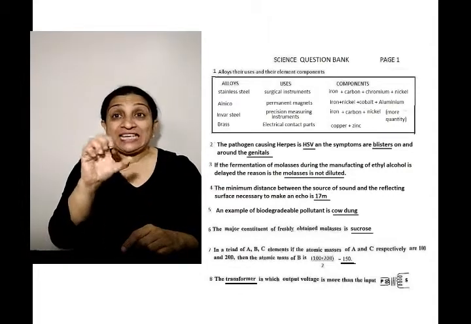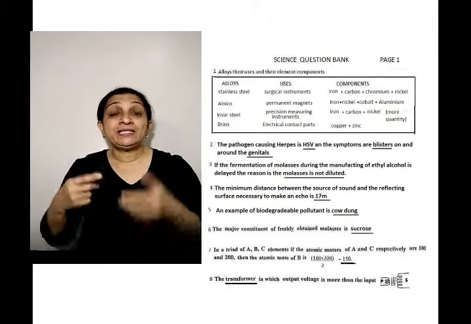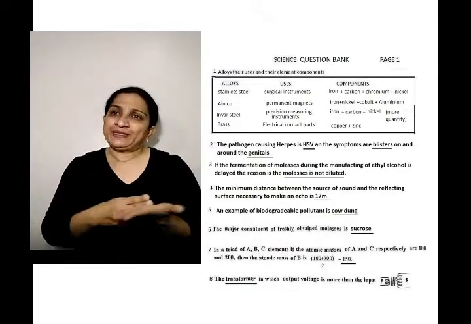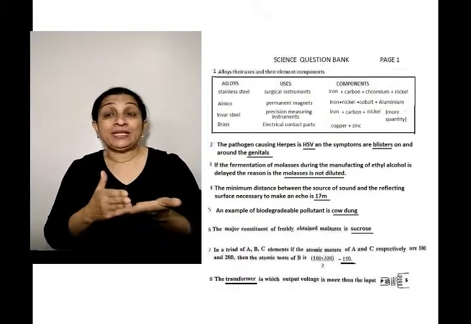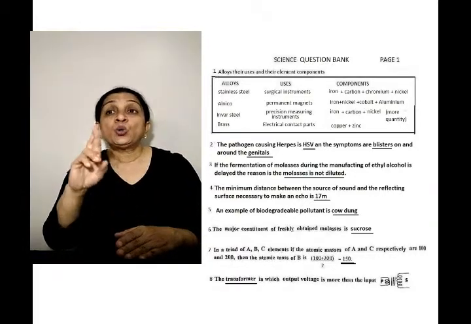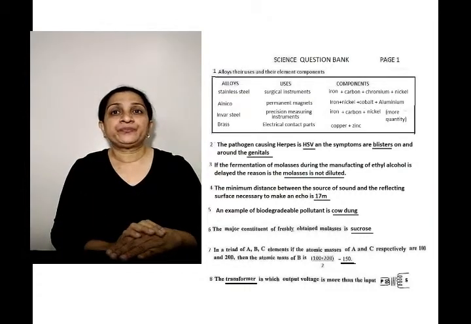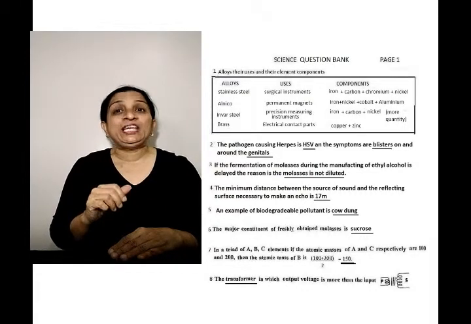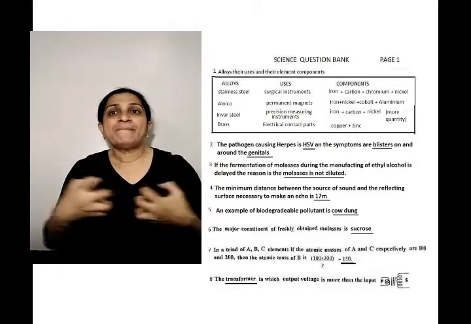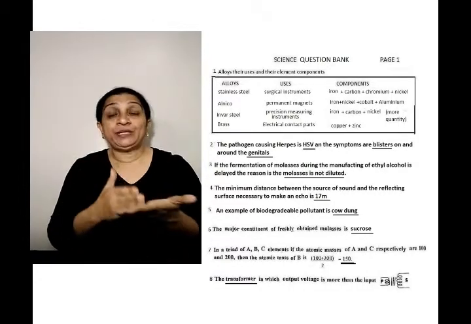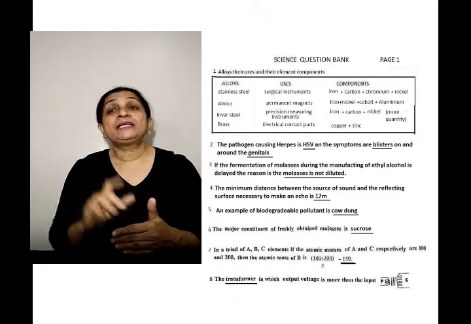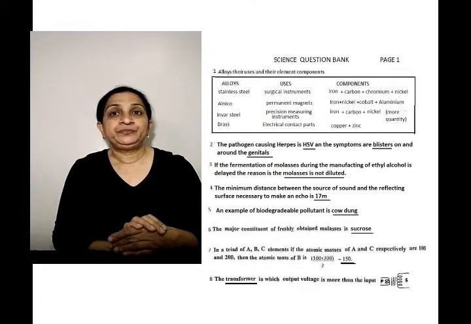Okay, first you have stainless steel. Its use is surgical instruments. The components are iron, carbon, chromium, nickel. Second, you have alnico, that is for permanent magnets. The components are iron, nickel, cobalt and aluminium.